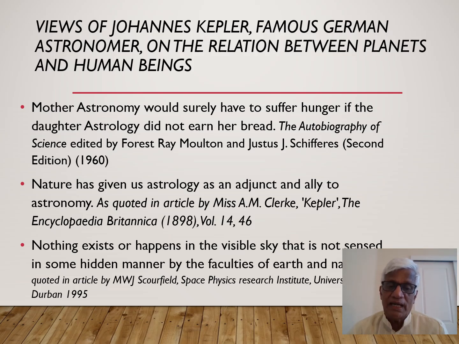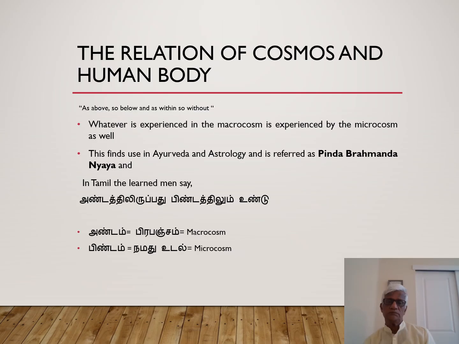Nothing exists or happens in the visible sky that is not sensed in some hidden manner by the faculties of earth and nature. Whatever happens in the sky has a reflection in earth, or in the nature around us, is his opinion. Naturally, it means that all the living beings on earth are affected by happenings in the outer space or in the universe. This idea has been developed into the science of medicine as well.